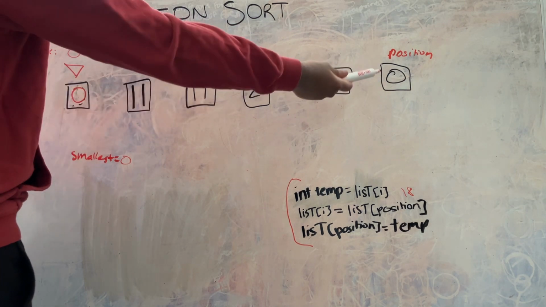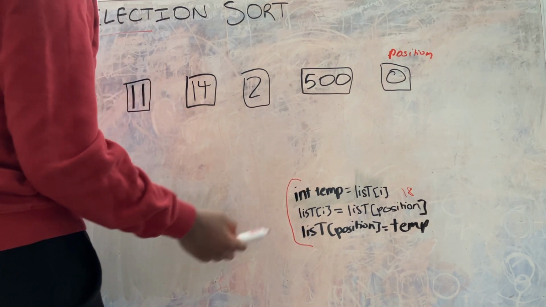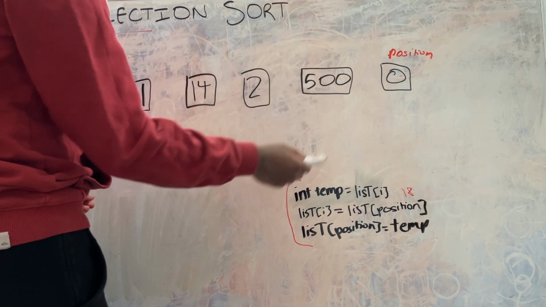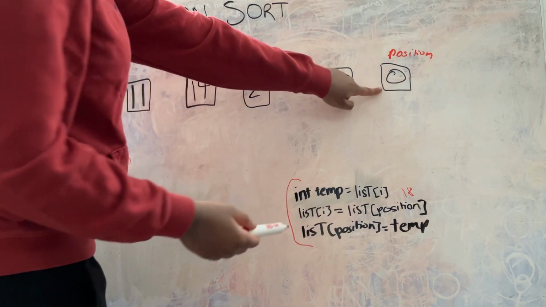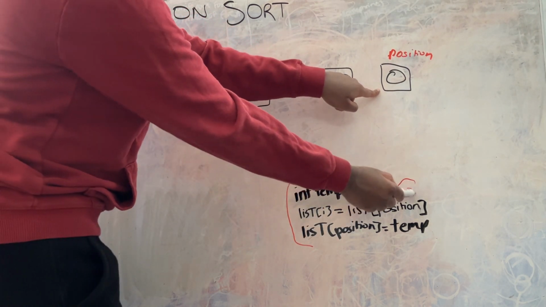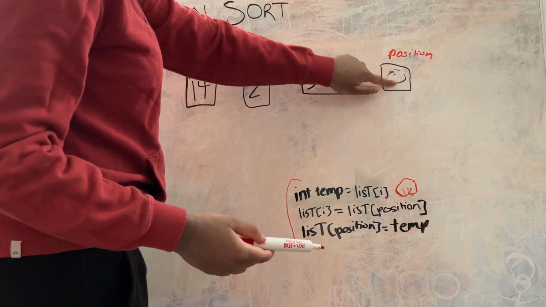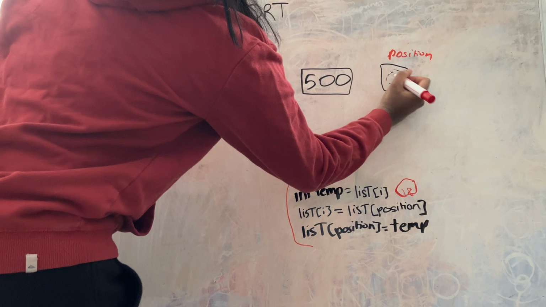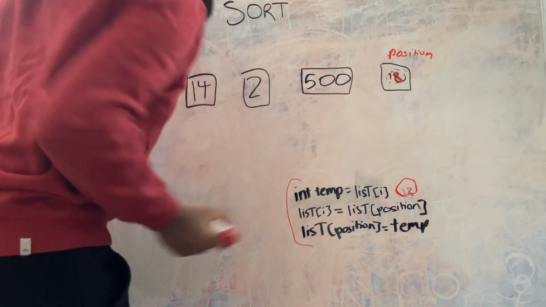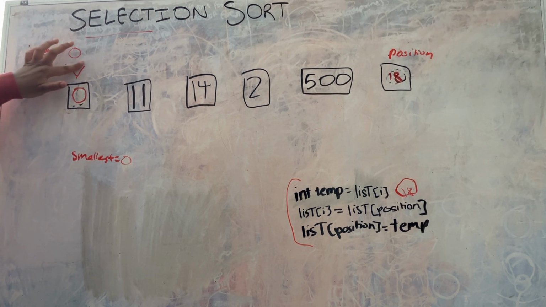Now we need to fix that element. So we take the temporary variable and put that number in this element. So the element at position is going to equal 18, because that's what we assigned to the temporary variable. It's going to be 18. And then after that, we're going to go on to the next index.